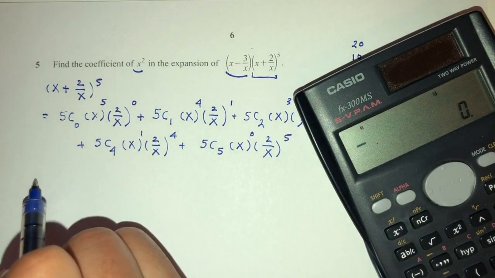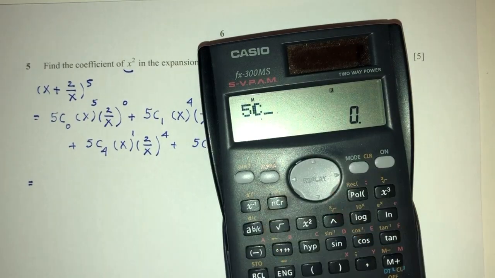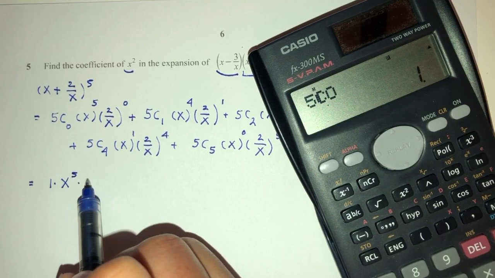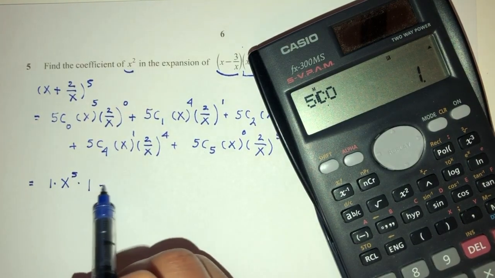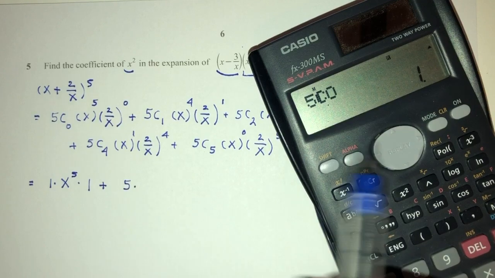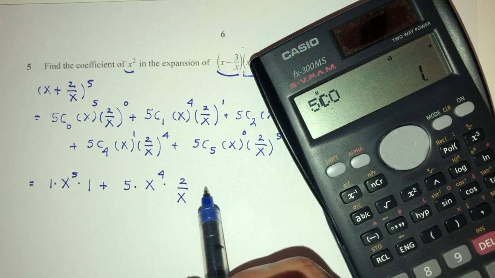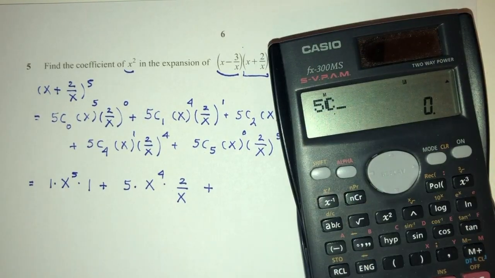Okay, so 5 choose 0, we can test, should be 1, and 5 choose 0 is 1. So 1 times x power 5. Anything power 0 will be 1. Okay, 5 choose 1 is 5. That will be x power 4 times 2 over x, plus 5 choose 2, that should be 10.